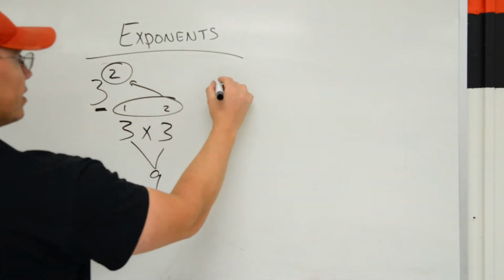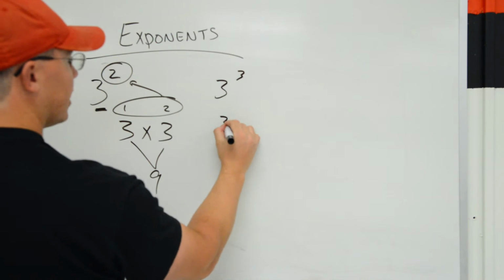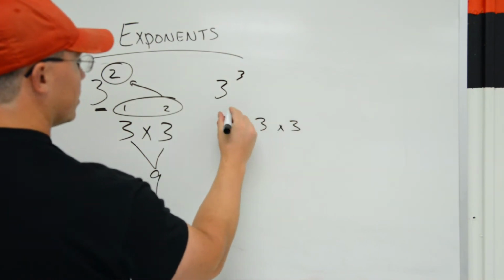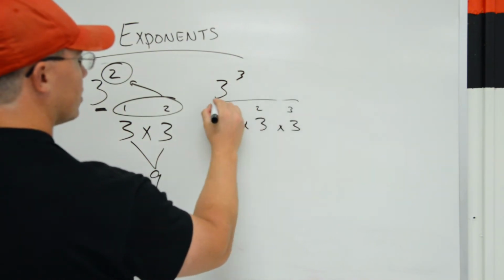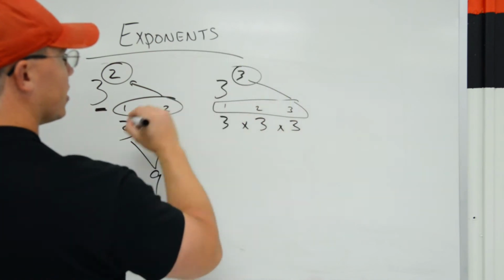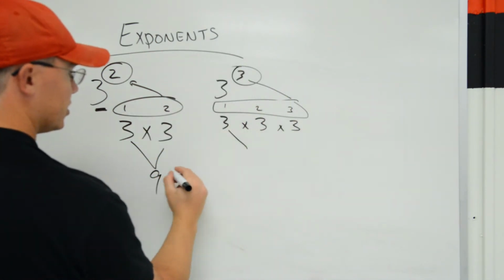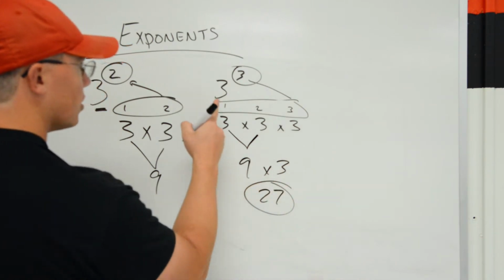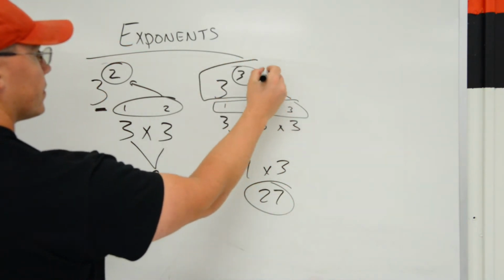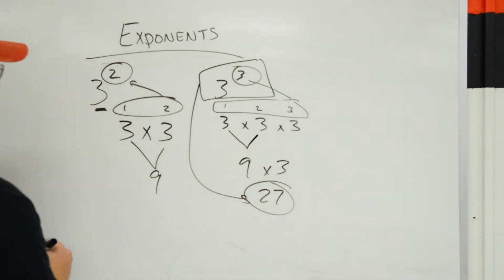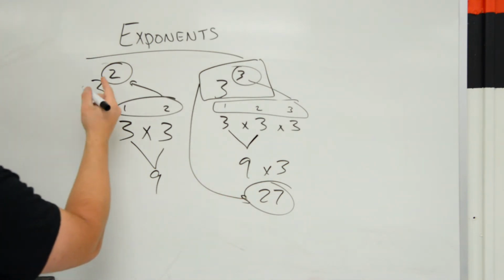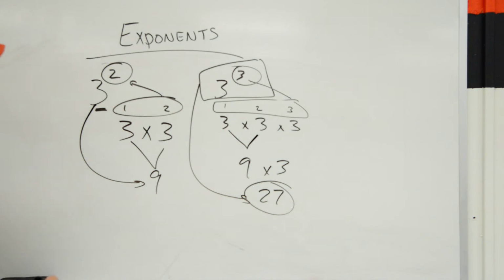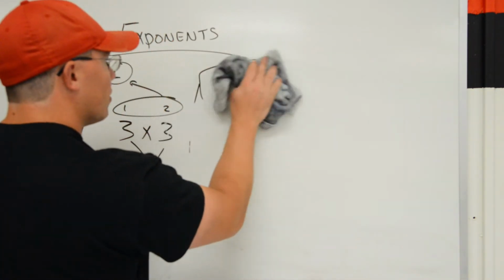Now, if you had 3 to the 3rd, now it's going to be 3 times 3 times 3. There's your first, second, and third one. That's where you get your exponent from. As you've seen right there, it gives us 9 times 3 is 27. So 3 to the 3rd is 27. 3 to the 2nd, or 3 squared, is 9. Okay? So that's what exponents are telling you to do.